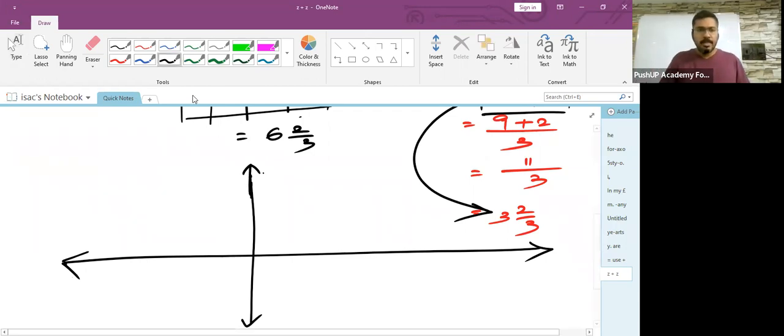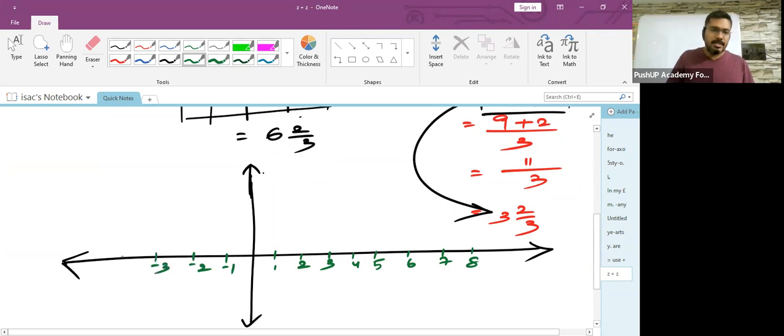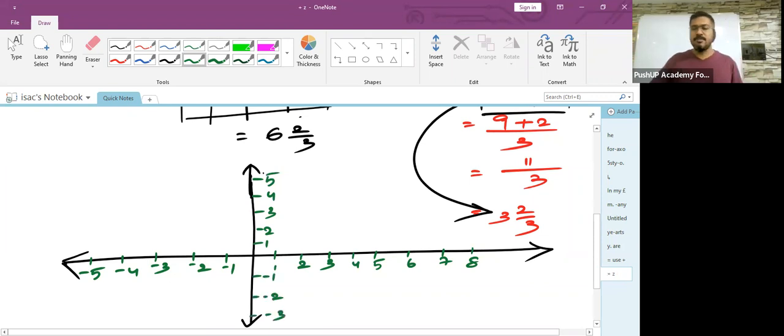Let's do it. So this is how you're going to plot the points. 1, 2, 3, 4, 5, 6, 7, 8, and so on. -1, -2, -3, -4, -5, and so on. 1, 2, 3, 4, 5, and so on. -1, -2, -3, and so on.